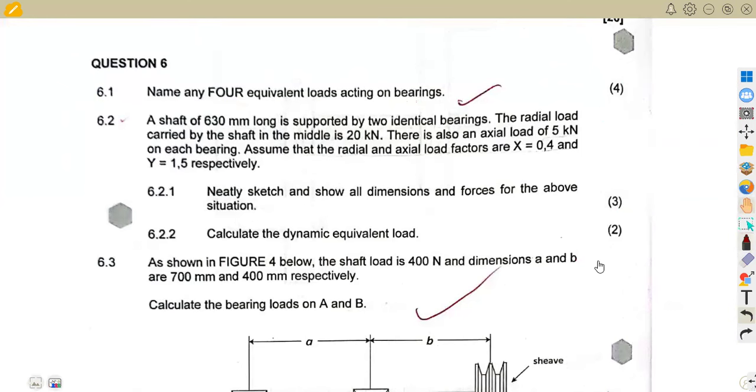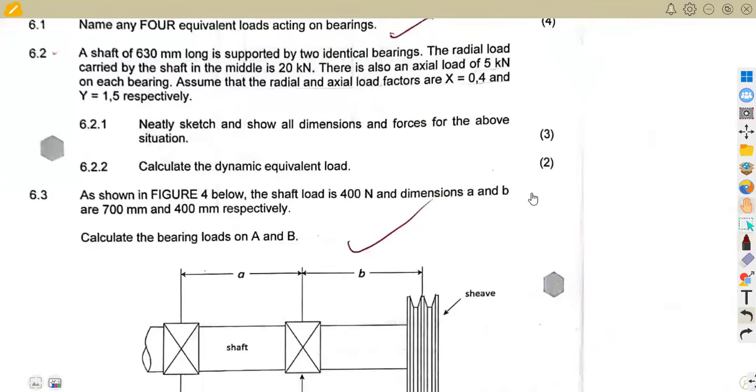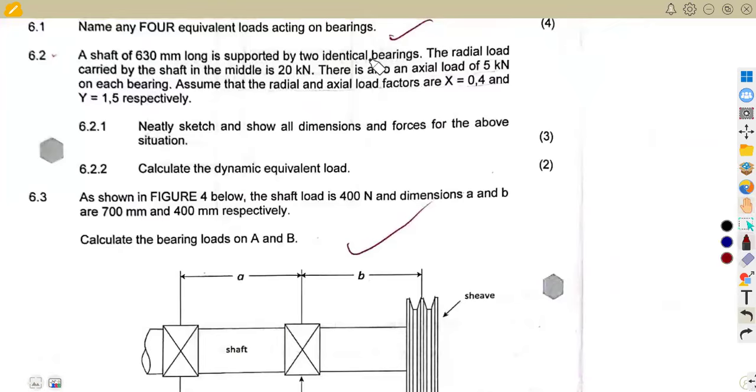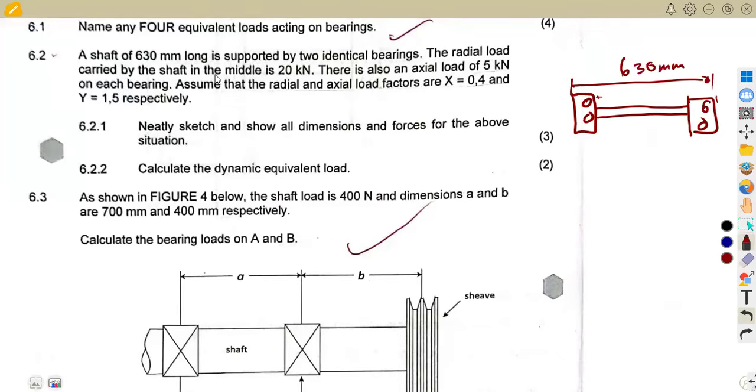Then a shaft of 300 millimeters is given, supported by 2 identical bearings. It is of length 600 millimeters. If you check the length from this side to this side, it is 630 millimeters. Then the radial load carried by the shaft in the middle, there's a middle load there of 20 kilonewton. There's also an axial load of 5 kilonewton on each bearing.